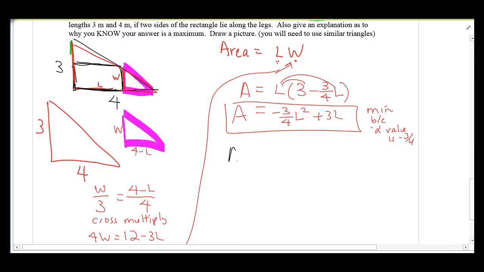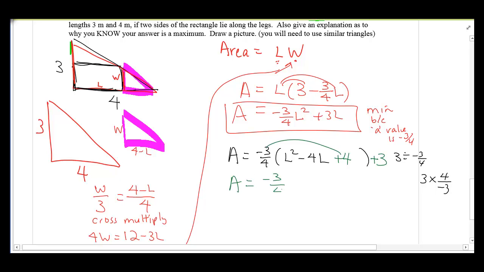Let's go ahead and try to now do the algebra. We'll factor out the 3/4, L squared. 3 divided by 3/4. Be careful here, people make mistakes. That's multiplying by the reciprocal, so it should be minus 4. Think of what magic number goes inside the bracket. Half of negative 4 is negative 2. Negative 2 squared is 4. Don't forget to balance it out. That will be an adding 3. And then we have here a equals to negative 3 over 4, L minus 2 all squared plus 3. There's our vertex form. Yay!